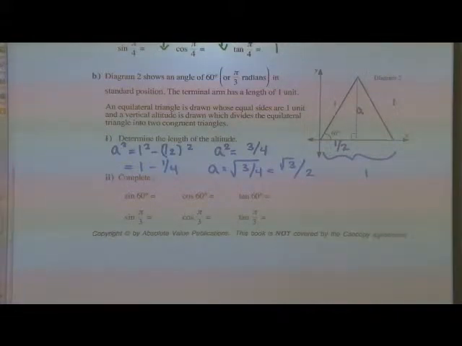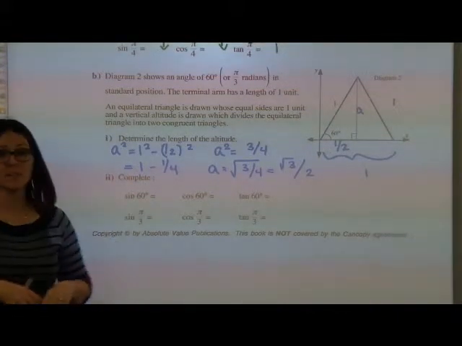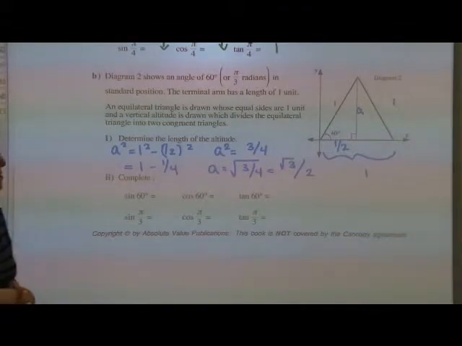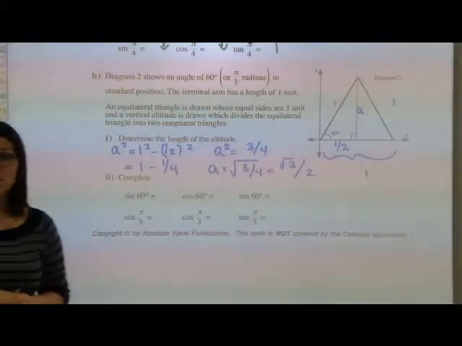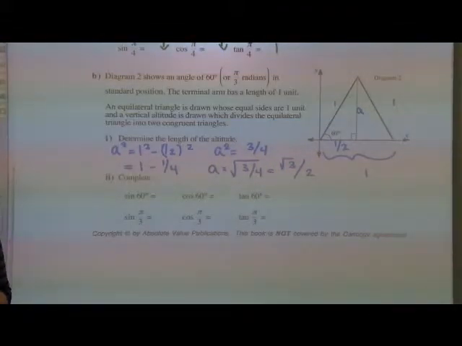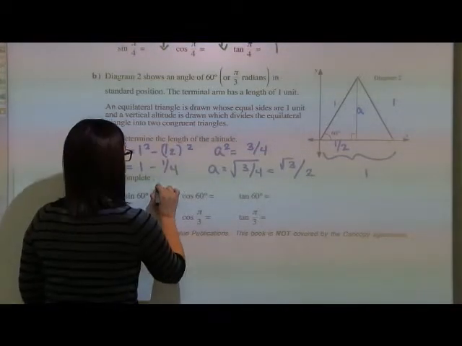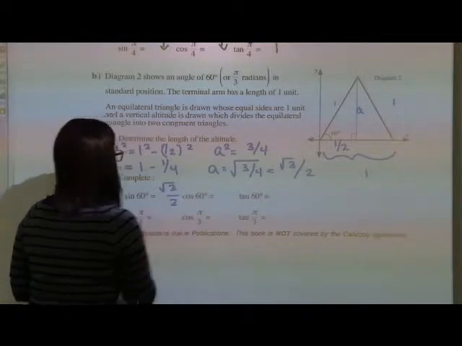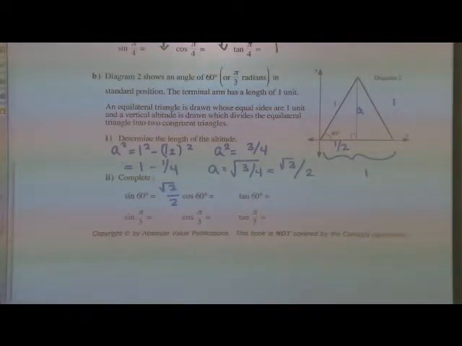So again, if I look at my three trig ratios, sine is opposite over hypotenuse. So what would sine be equal to? Root 3 over 2. What would cos 60 degrees be equal to?